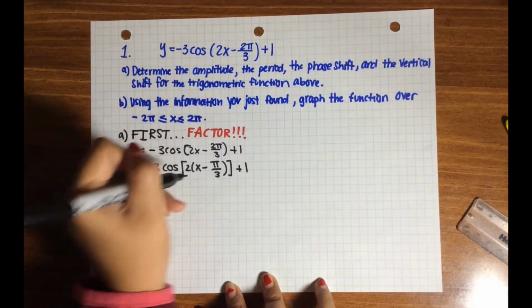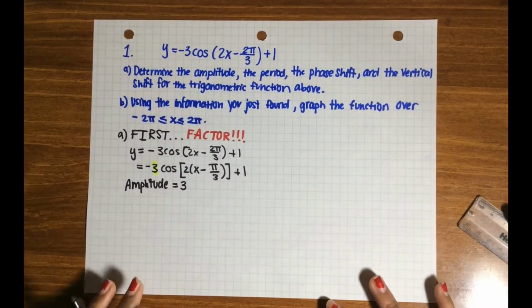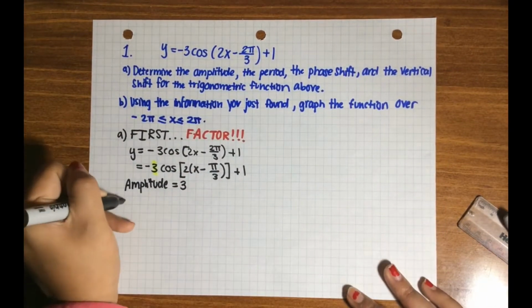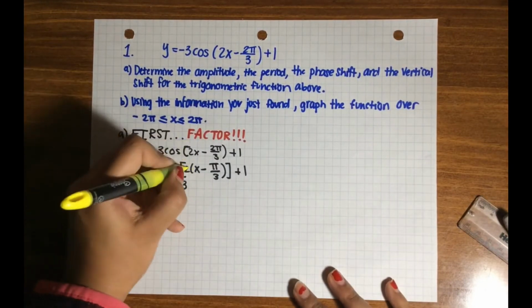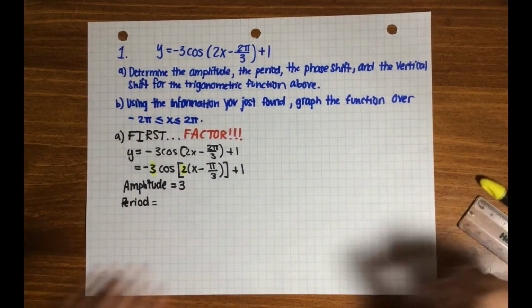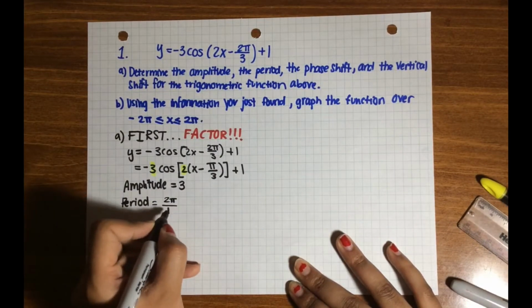To get the amplitude, we have to look at the leading coefficient of the function, which in this case is 3. To get the period, you have to take 2 pi and divide it by the k value, which in this case is 2. So 2 pi divided by 2 is pi.